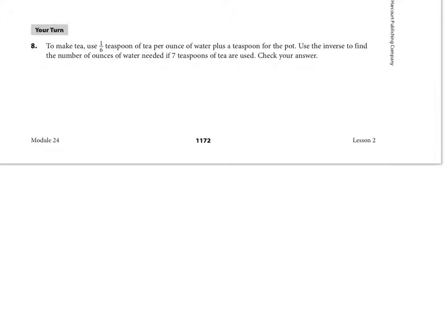Okay, so what do we have? It's basically a ratio relationship. It says to make tea, use 1/6 teaspoon of tea per ounce of water. So we use 1/6 teaspoon of tea per 1 ounce of water, plus 1 teaspoon of tea for the pot. So use the inverse to find the number of ounces of water needed if 7 teaspoons of tea are used.